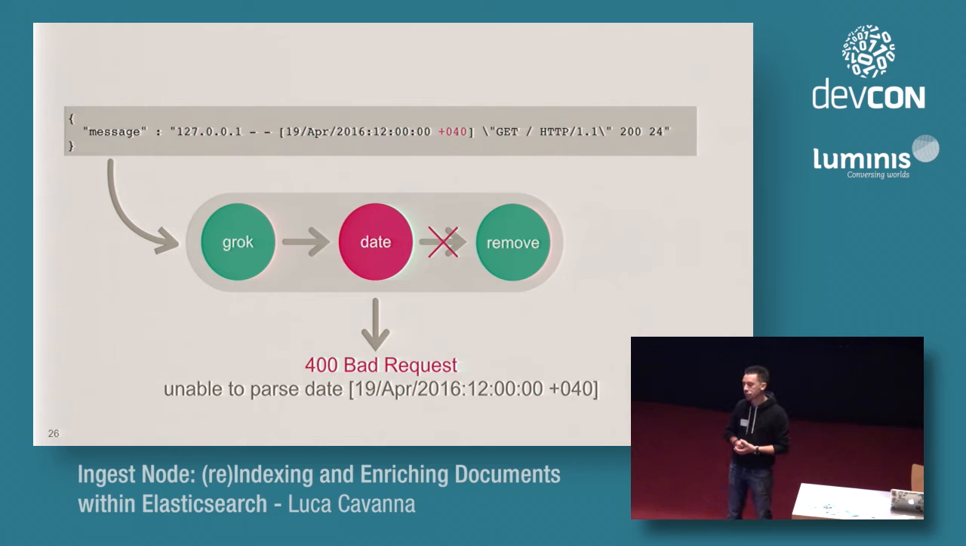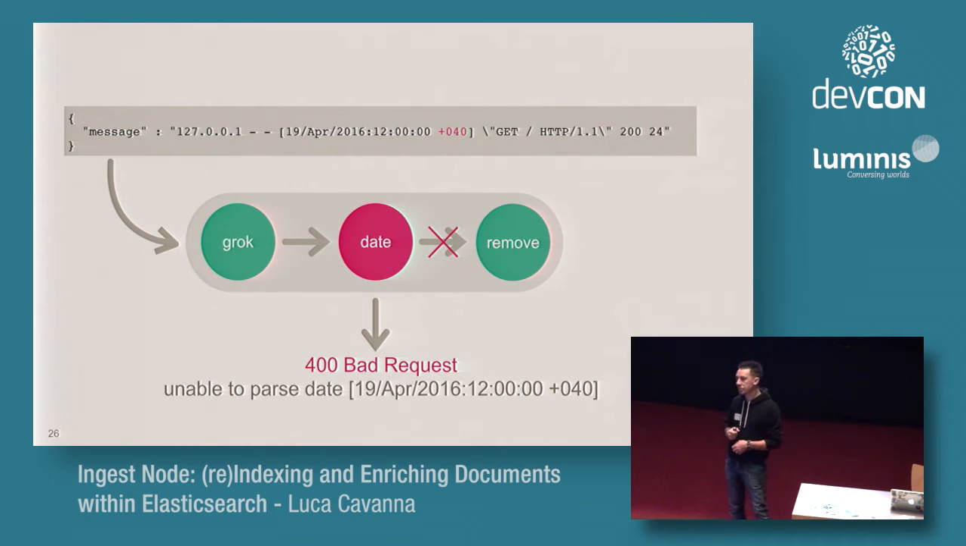What happens by default if I send this message through this pipeline? The Grok processor works perfectly. The date processor gets this date, tries to parse it, and throws an error. So the client will get back an error directly, 400 bad request, with a message that will say unable to parse date, can't do anything with it. As a result, no document will be indexed. We just get back an error. We have to fix it. Okay? That's the default behavior.